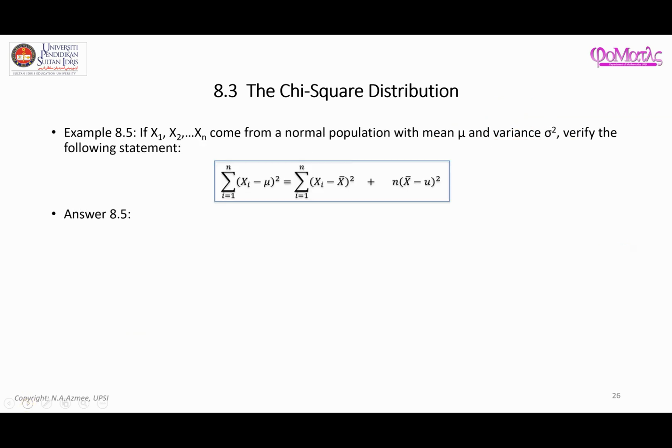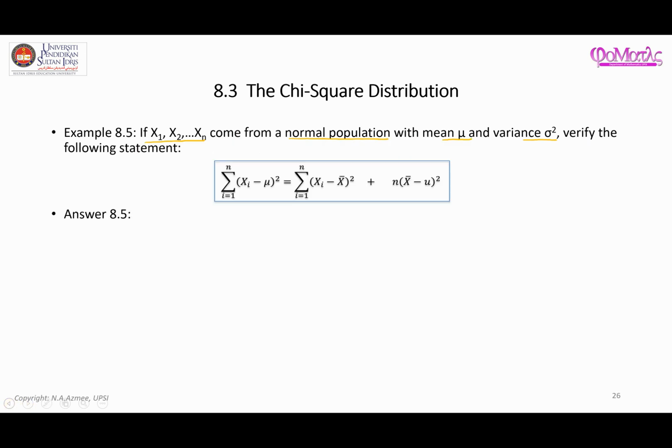Right. Now, let's try and play around with this mathematical process right here. Well, it says here if x1, x2, up to xn come from a normal population with mean mu and variance sigma squared, so you need to verify that this following statement is true.